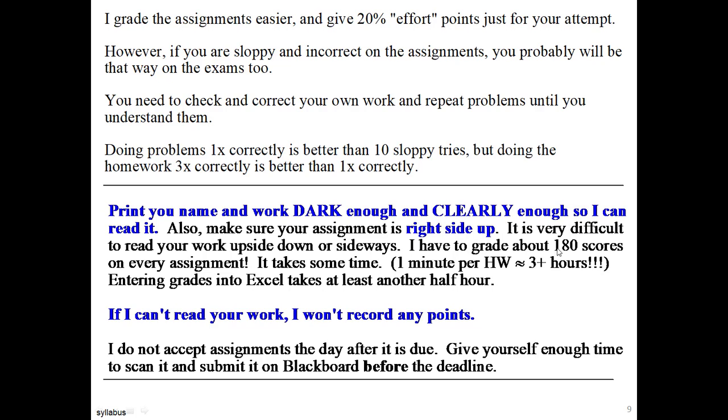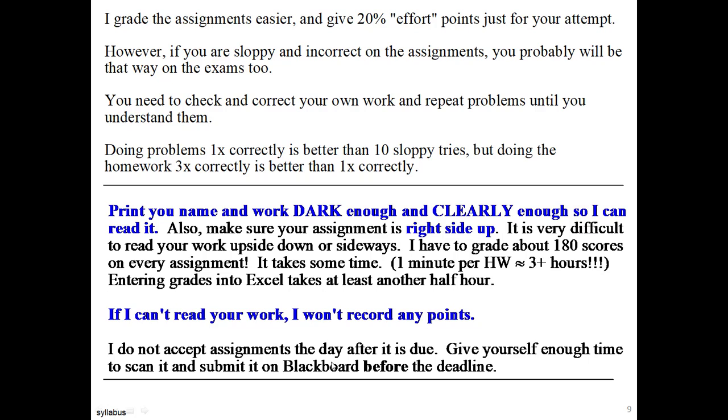So you've got to remember, I'm grading about 180 of these, and it takes time to load up, and then it takes time for me to go through it, and then I have to record some stuff, so it takes a while. If there's 180 people and I spend 1 minute on each one, that's 3 hours. Just entering the data into Excel is at least another half hour. So each assignment I give you is going to take me probably about 4 hours to handle. So if I'm struggling to read it, I will just move on. I just won't give you any points for that one. So try to make it clear on your assignments.